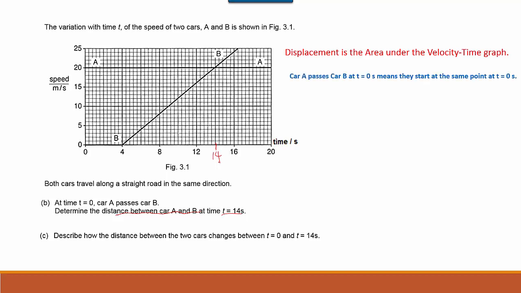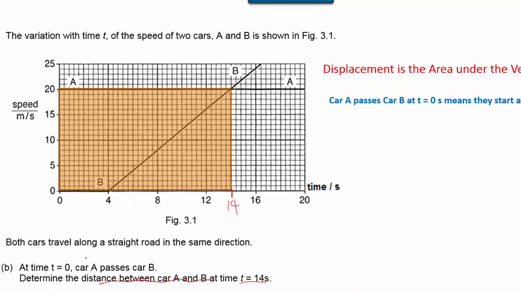But anyway, take note that at time equals 0, car A passes car B, which means that they start at the same point when time equals 0. Distance by car A is this orange area, so it's simply 20 times 14. Okay, so 280.